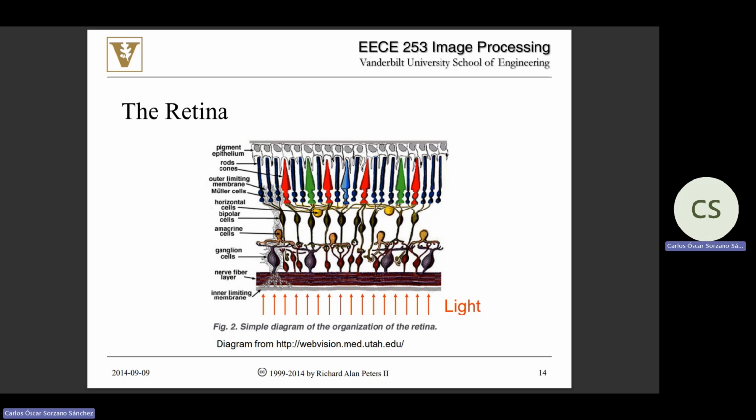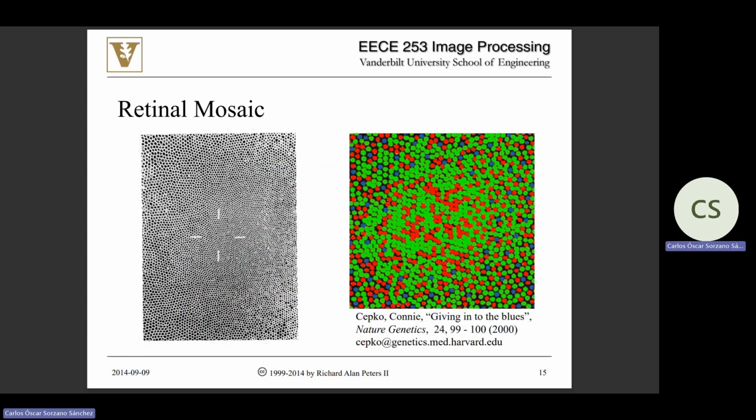So this is another representation of the retina. So you have the cones, you have the rods, and this part here is the fovea. So you see that the density of points here, the cells here, are much tighter, and they become less dense as you go away from that point. So that point is the fovea.